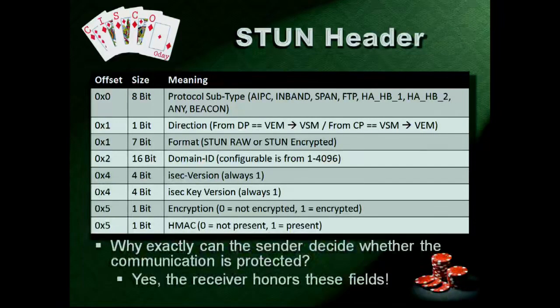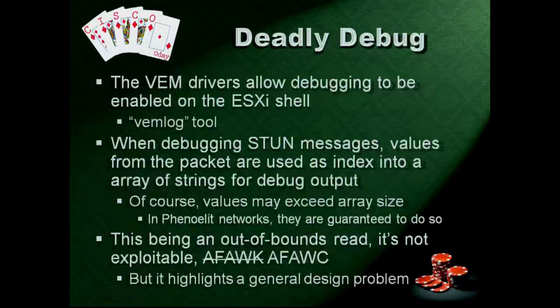There's an ISAC key version: which key do I use for this encryption? 1. And there are 2 bits that say, I'm encrypted and I'm HMAC'd. If you set them to 0, the other side says, well, okay, you're not encrypted and you're not hashed, let me parse the packet. Why the sender decides that is beyond me. But good. Now, this is what we have.